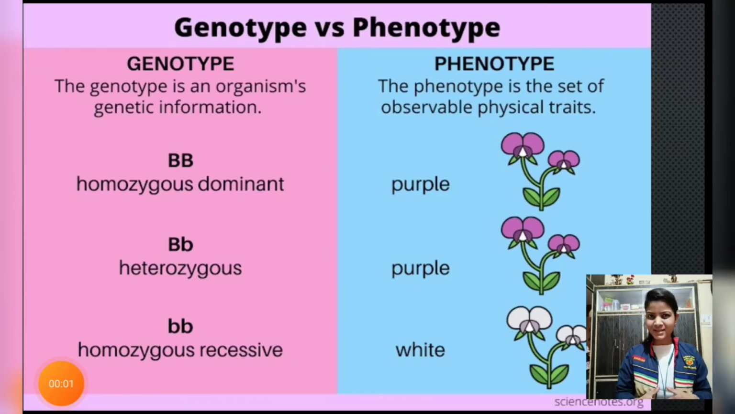Next one is genotype versus phenotype. Phenotype is the external and morphological appearance of an organism for a particular trait or character. For example, here you can see purple and white flowers. But genotype is the genetic makeup of an organism for a particular character.